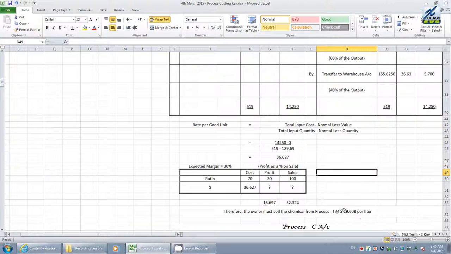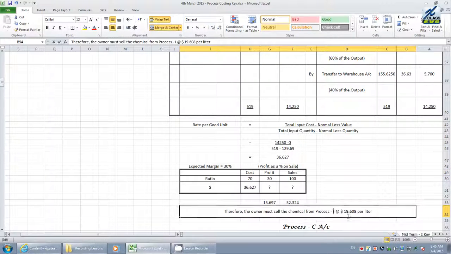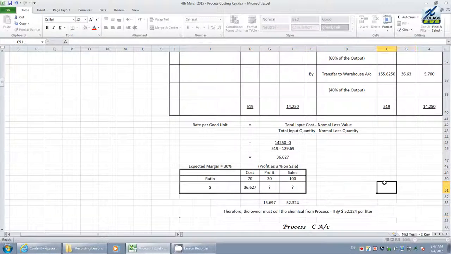Okay, therefore how much does he have to sell now per liter from process output? That is nothing but $52.324. This is the value you have to take into consideration. I repeat again, how much margin do they want? The margin they want is 30%. Margin is nothing but profit as a percentage on sales. The ratio is very important here. They say profit is 30, sales value is 100. Therefore, your cost must be 70.